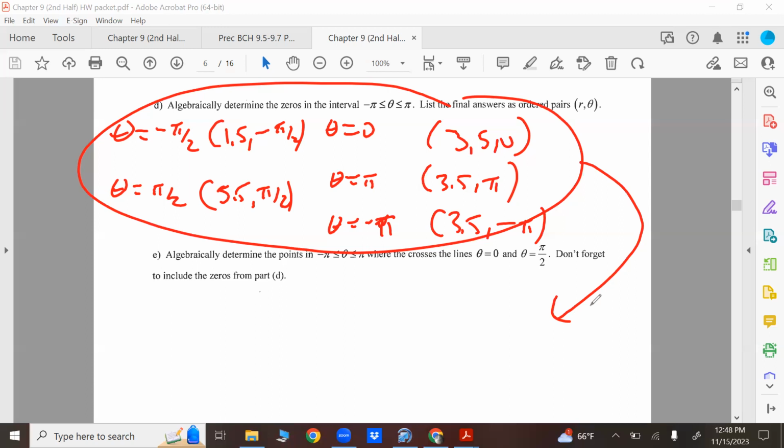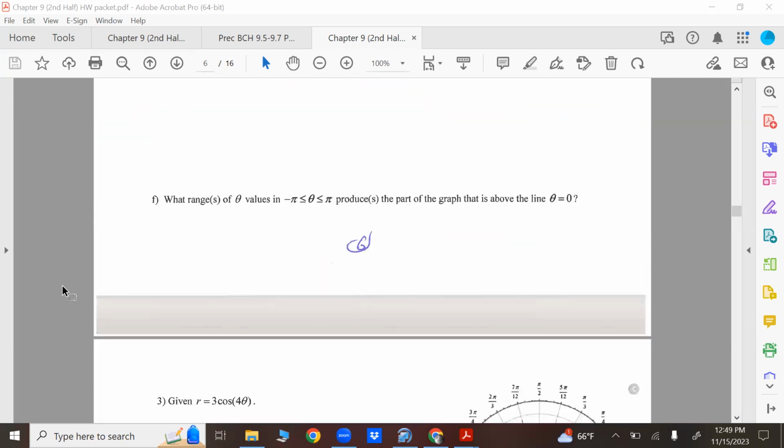Wouldn't the F not include when it intersects pi over 2? No, pi over 2. Yeah, you're good. And then lastly, what range of values will produce the part that's above theta equals 0? So above, like, the x-axis. That'd be part F, from 0 to pi. That produces the top half. We're good. So are zeros just where it intersects theta? Exactly, 100%. Right.